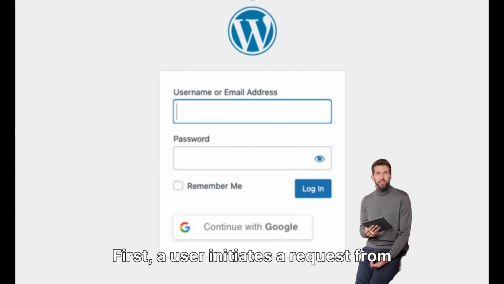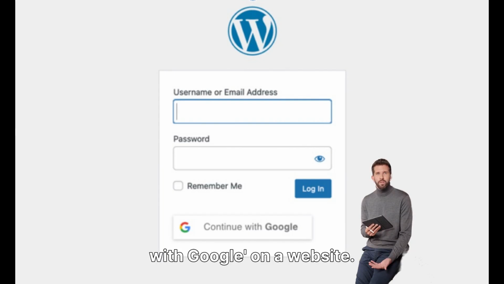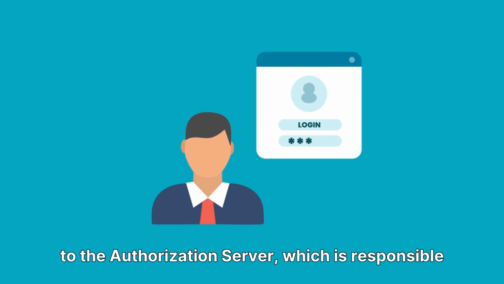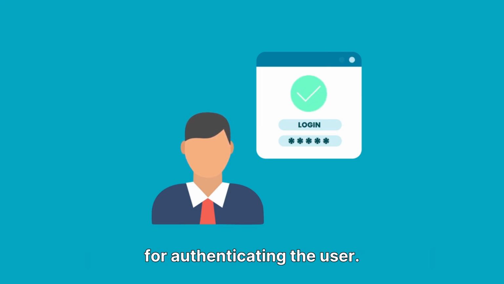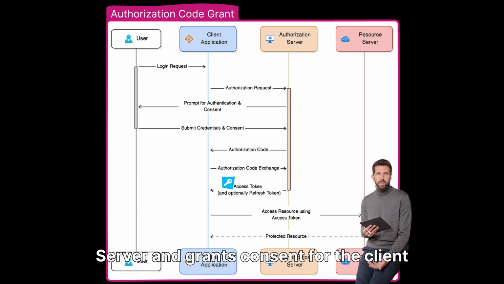First, a user initiates a request from a client application, such as clicking Login with Google on a website. The client then redirects the user's browser to the authorization server, which is responsible for authenticating the user. The user authenticates directly with the authorization server and grants consent for the client application to access specific resources.